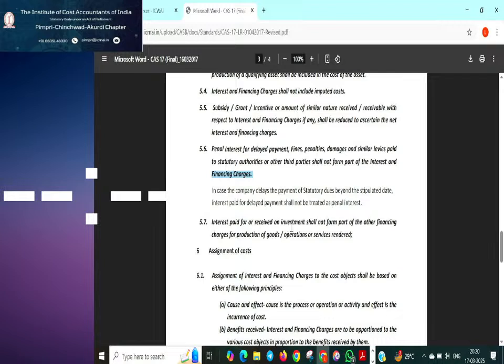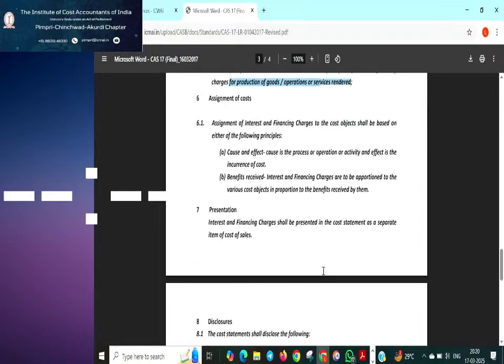Interest paid for or received on investment shall not form part of the financing charges for production of goods, operations or services. So where will it be treated when you pay interest or receive interest for the investment made? Where will you treat that? If you receive interest on the investment that you have made in shares elsewhere, is that part of your sales? No. So that will come under the other income category. Got it? So that will not be included here.